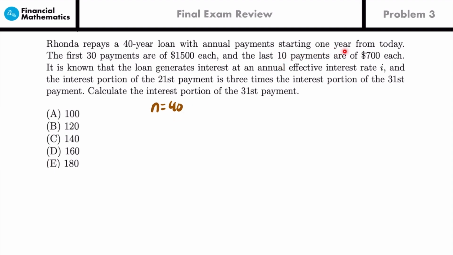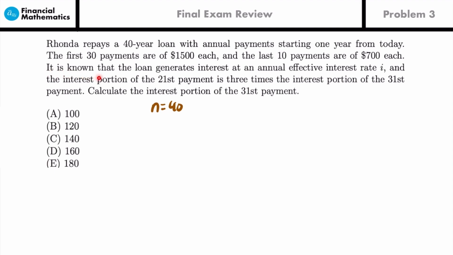The payments start 1 year from today, so that means that we are working with an annuity immediate. The payments are being made at the end of every period. We know that the first 30 payments are $1,500 each, and the last 10 are $700 each. And I'll try to make a note of that in a timeline rather than write down those payment amounts.